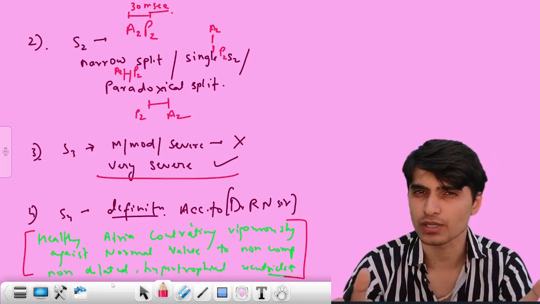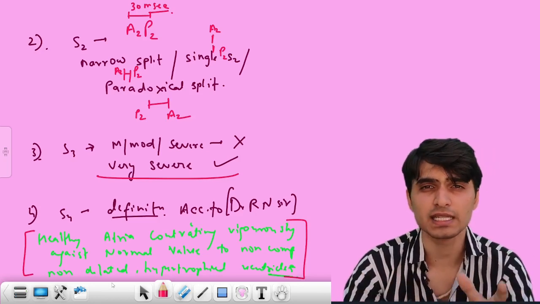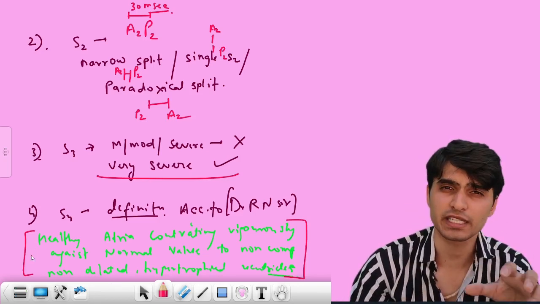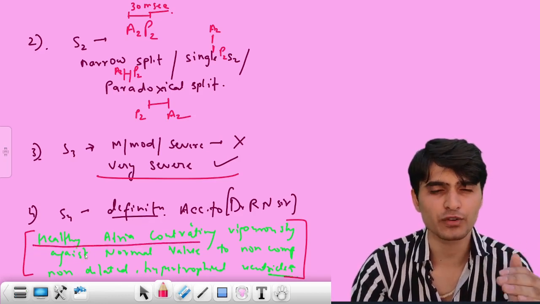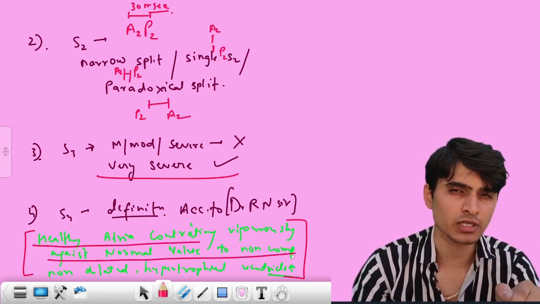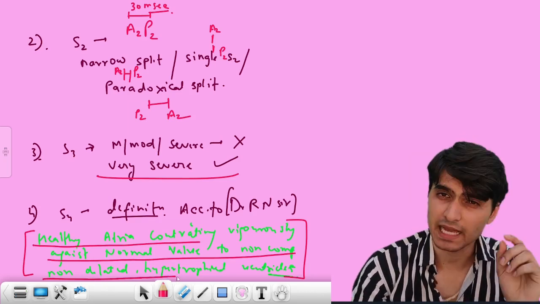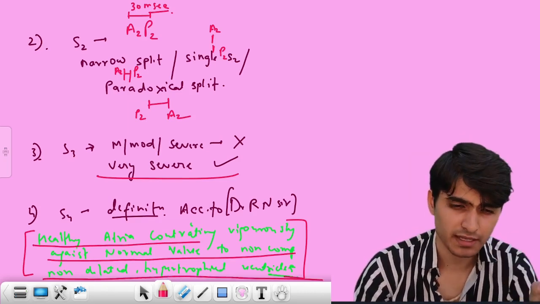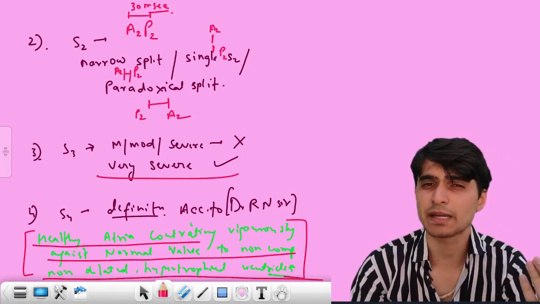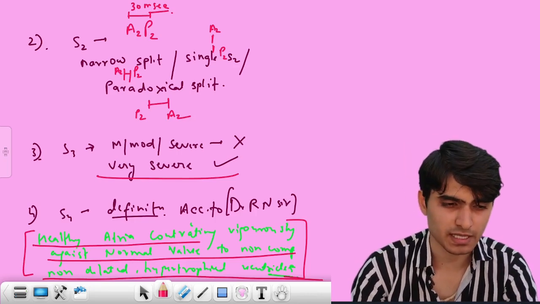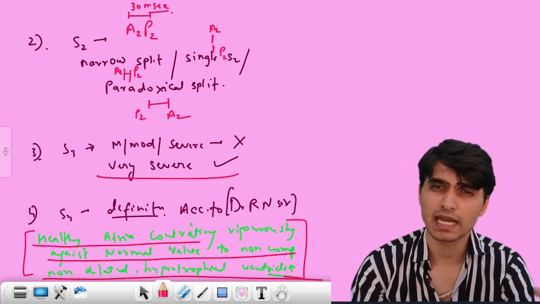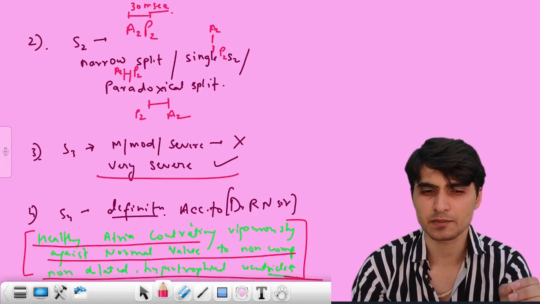Now we will go for the S4, and what is the definition? That is basically the healthy atria contracting vigorously via the normal atrioventricular valves into the non-compliant, non-dilated ventricles, which are hypertrophic, right? So that fulfills the criteria, and S4 is present in this case.